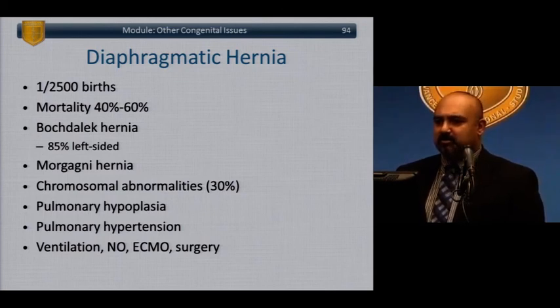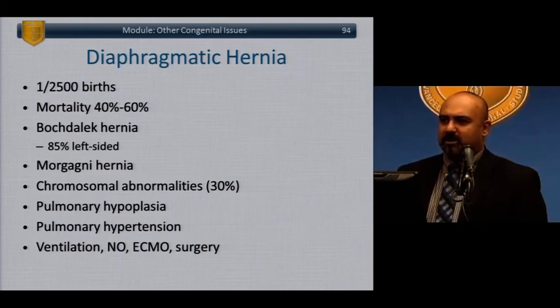The biggest problem with diaphragmatic hernias is pulmonary hypoplasia and the pulmonary hypertension that results. That's what kills the kids. That's what we always have to deal with. For the surgery, you either repair these primarily or you can do a patch repair if it's a large defect. But the real problem with these kids is the ventilation issues.